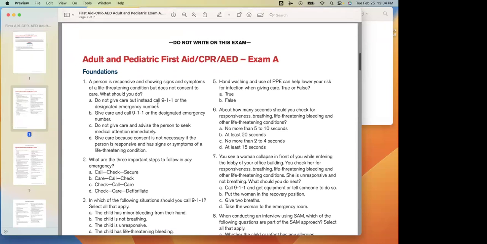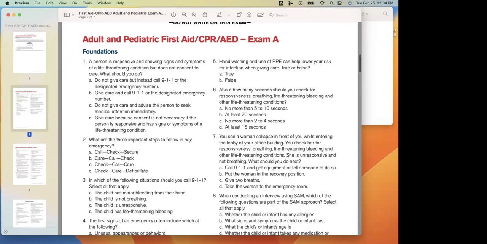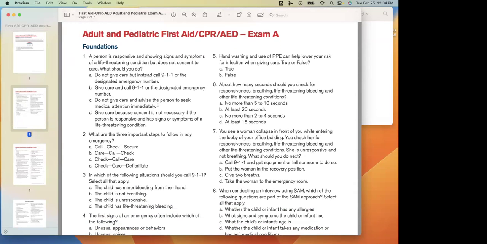So the first part, foundations. A person is responsive and showing signs and symptoms of a life-threatening condition, but does not consent to give care. What should you do? A, do not give care, but instead call 911 or the designated emergency number. B, give care and call 911 or the designated emergency number. C, do not give care and advise the person to seek medical attention immediately. D, give care because consent is not necessary if the person is responsive and has signs and symptoms of a life-threatening condition.